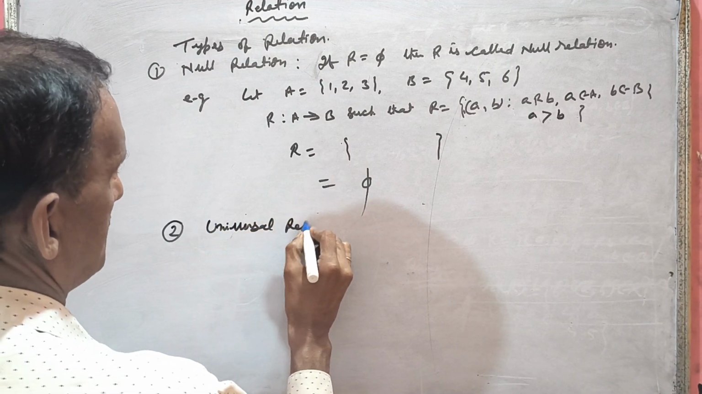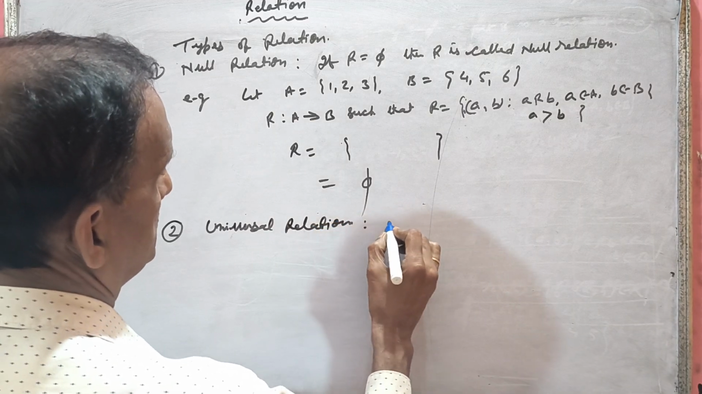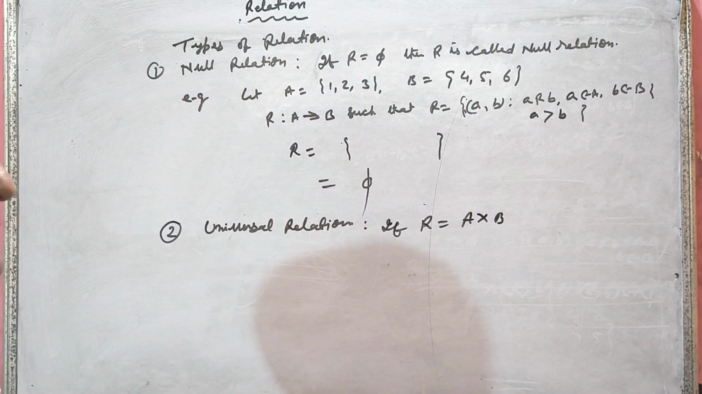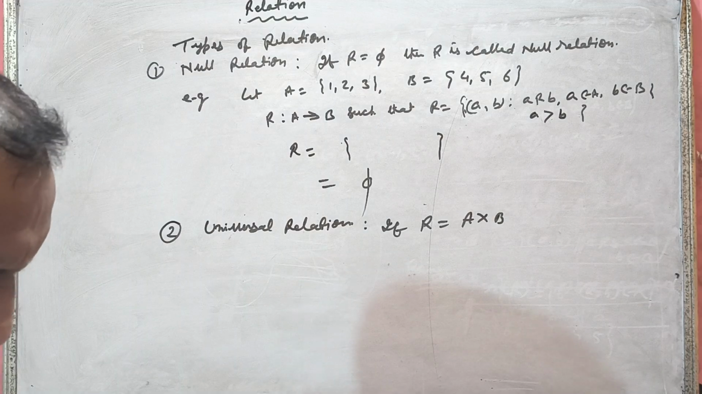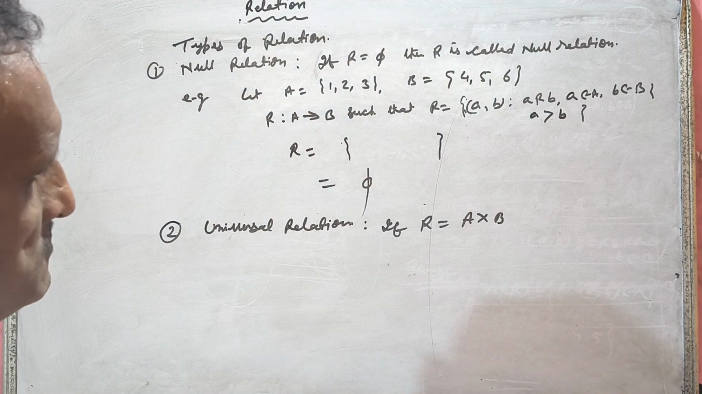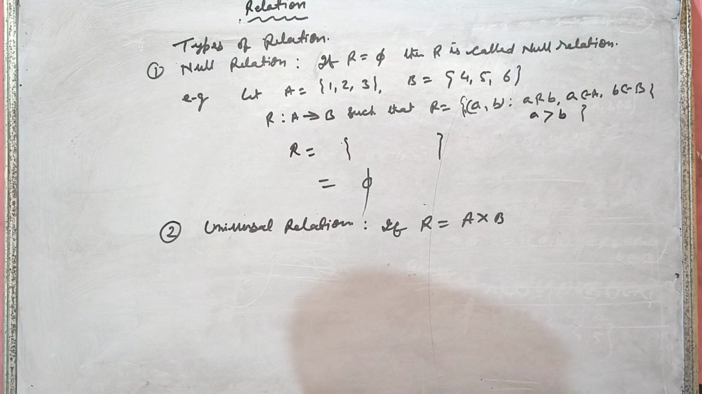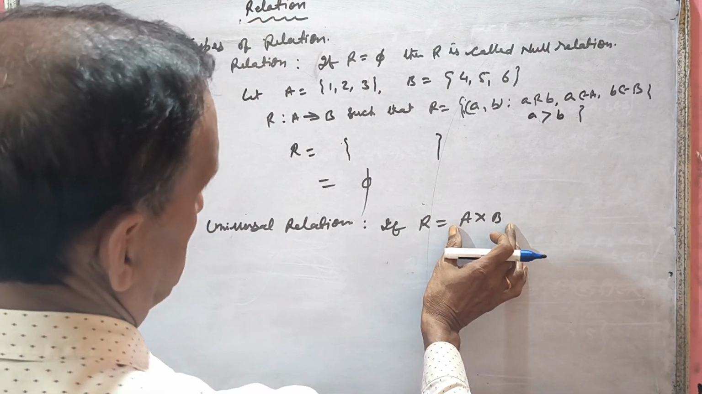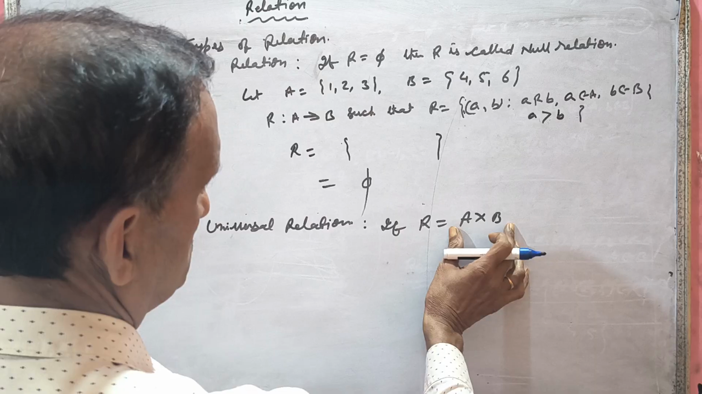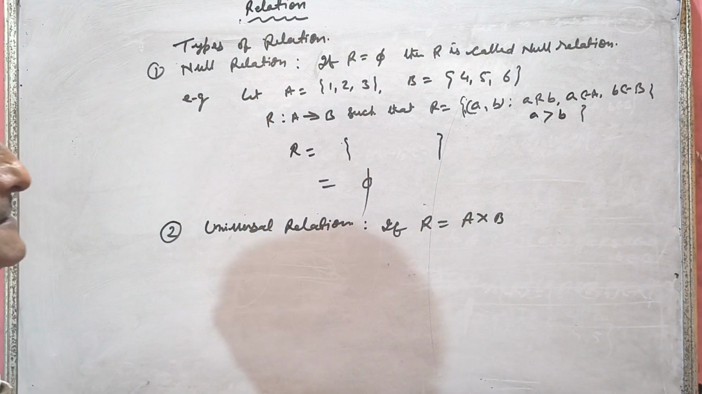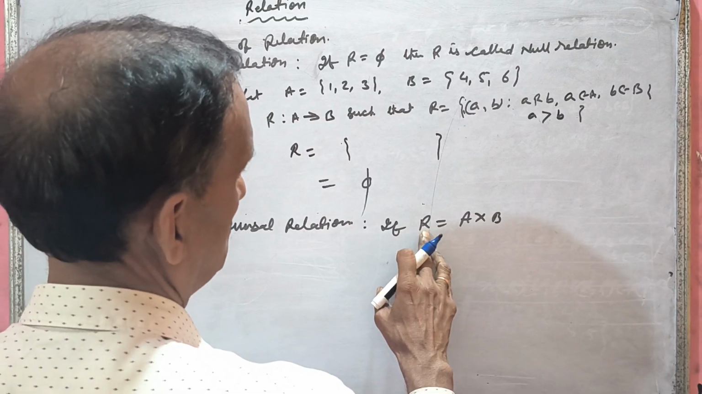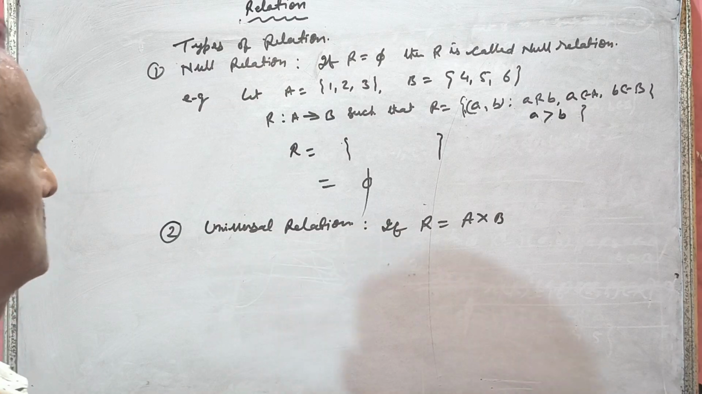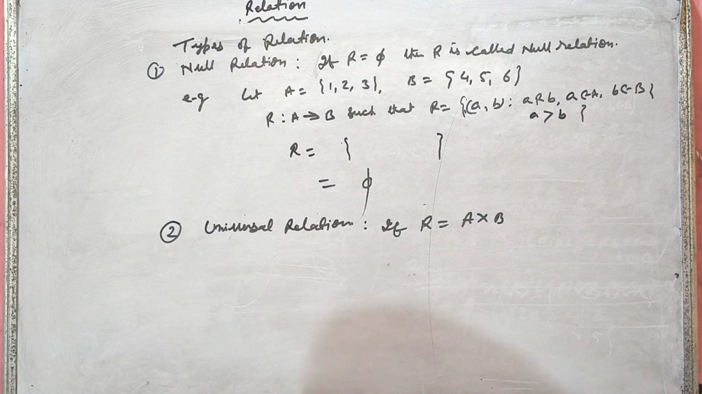Universal relation. Now if R is equal to A cross B, all the ordered pairs of A cross B will be there in the relation. See, R is a subset of A cross B by definition, so it can have fewer elements than A cross B. But if all the ordered pairs of A cross B are also in the relation, then R is called a universal relation. We will see the example here.